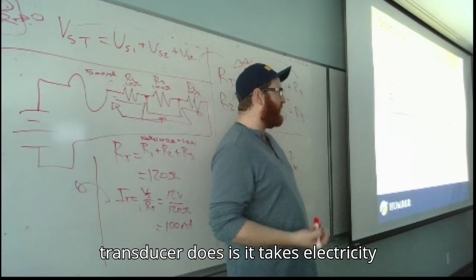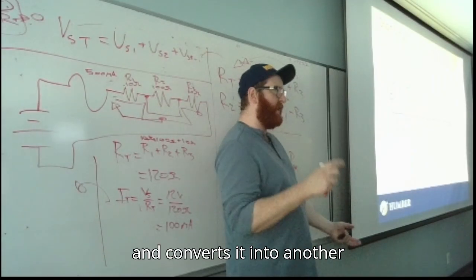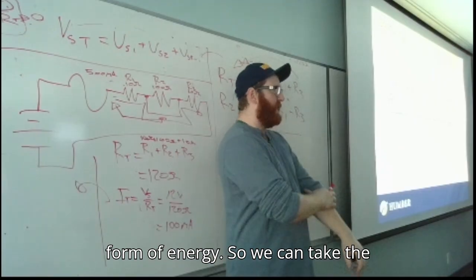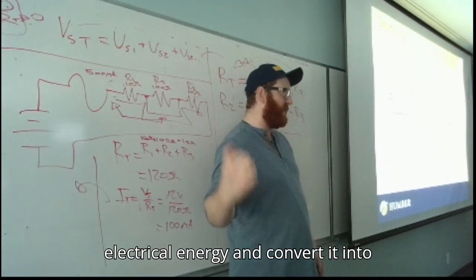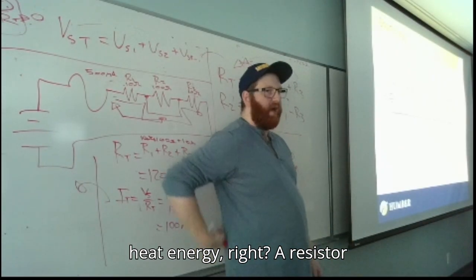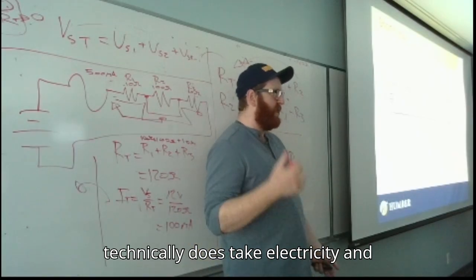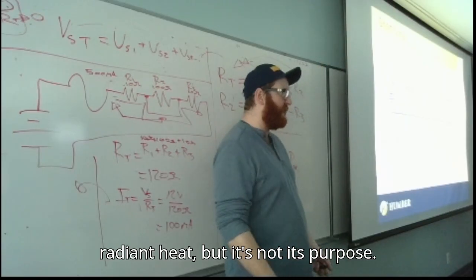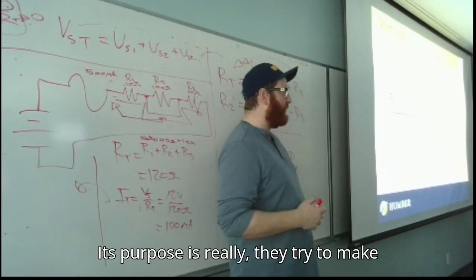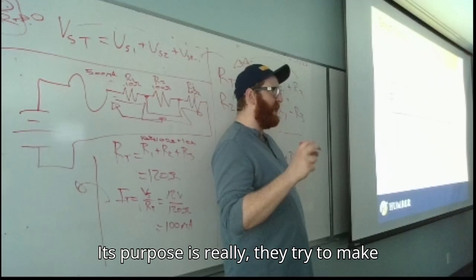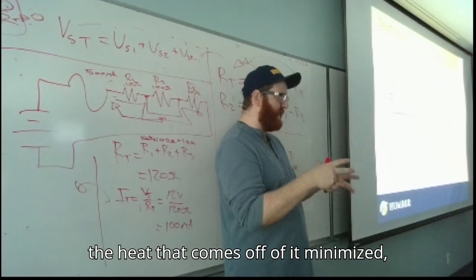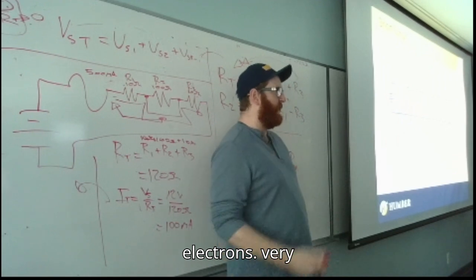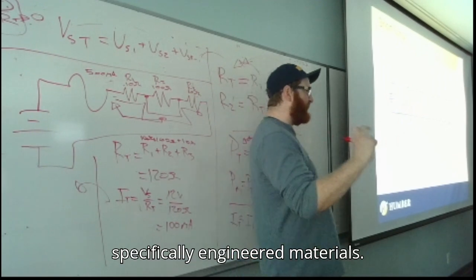What a transducer does is it takes electricity and converts it into another form of energy. So we can take the electrical energy and convert it into heat energy, right? A resistor technically does take electricity and convert a small portion of it into radiant heat, but it's not its purpose. They try to make the heat that comes off of it minimized, and its purpose is just to slow down those electrons. Very specifically engineered materials.